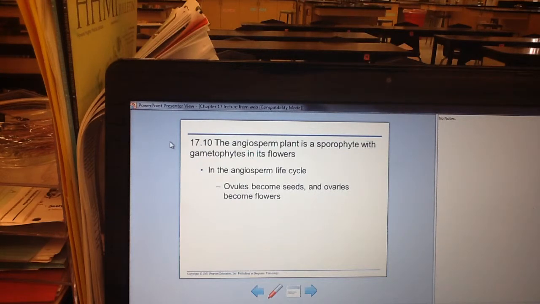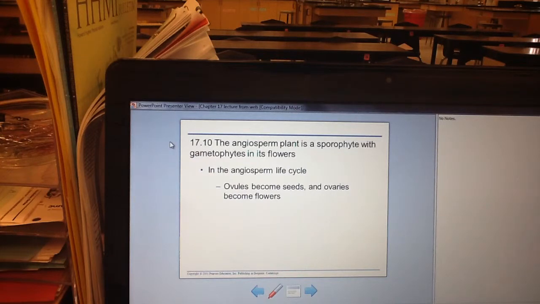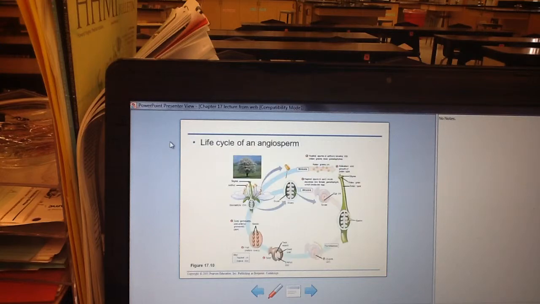Now, the angiosperm plant, so the flowering plants, is actually a sporophyte, and the gametophyte is inside of its flowers. So inside of the angiosperm life cycle, the ovule, so if we go back, these are the ovules, these little structures inside of our ovary. They turn into the seeds, whereas the ovary itself is what becomes the flowers.